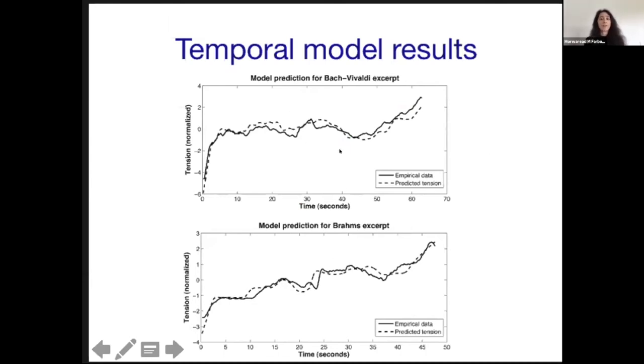Okay, so at this point, I was satisfied that I had a viable computational model of tension. Of course, it's not perfect, but it's impossible to have perfect in this case. And so that leads me to my final experiment that I'll talk about on timbre and tension.